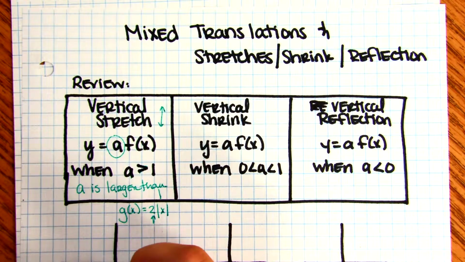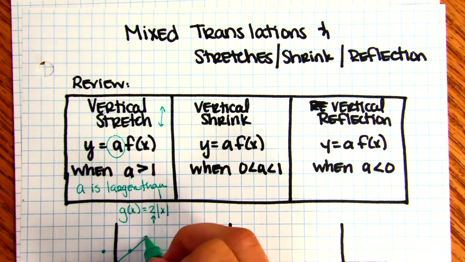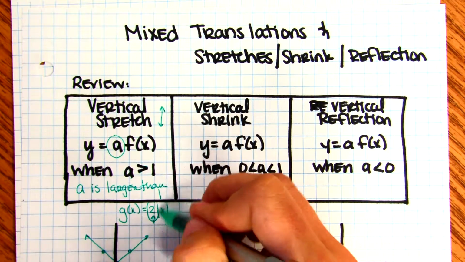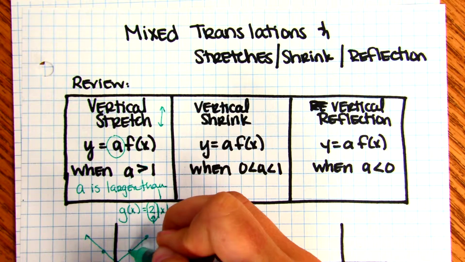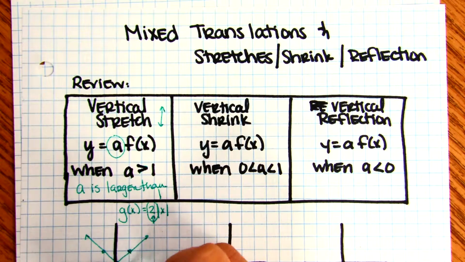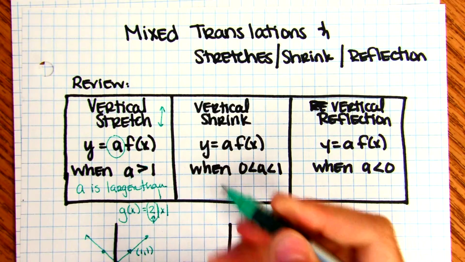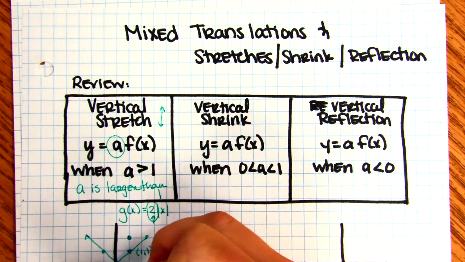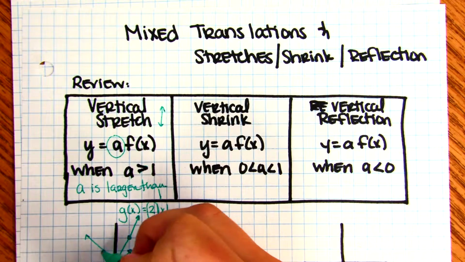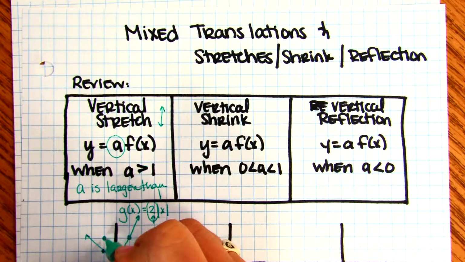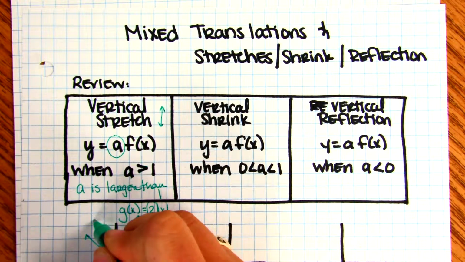So the parent function would go through 0, 0, 1, 1, negative 1, 1. That's my parent function. My transformed function, I'm going to take this point and stretch it up 2 units, right? So it did go through 1, 1, and now it will go through the point 1, 2. This point was negative 1, 1, so it's going to go through negative 1, 2.